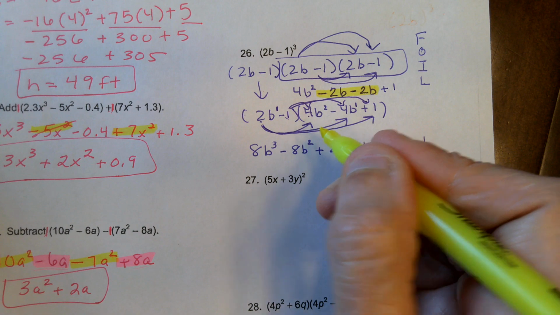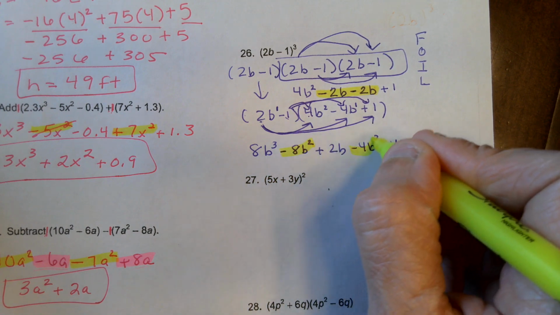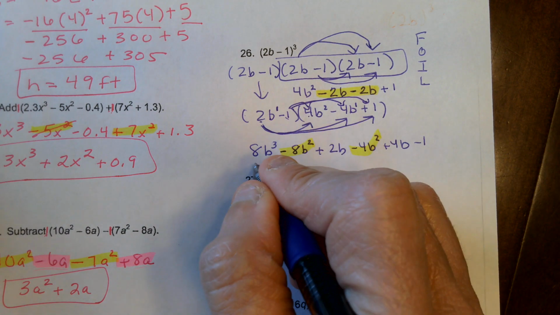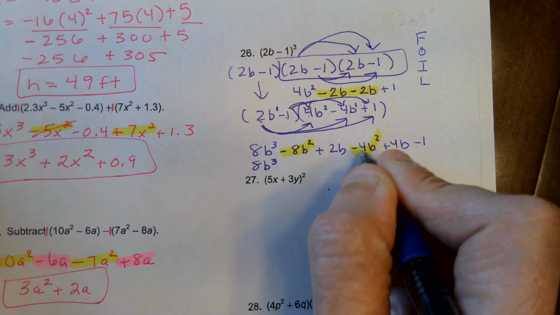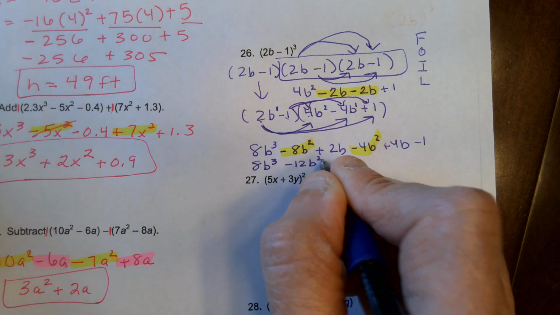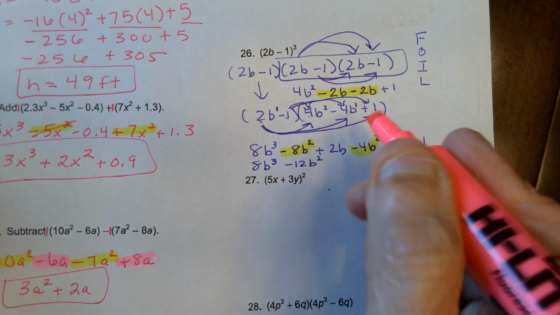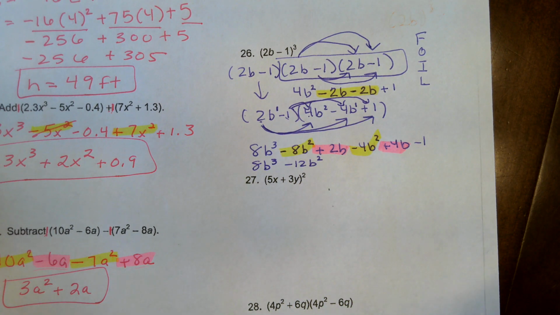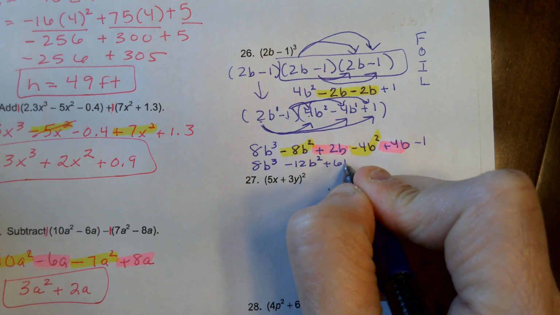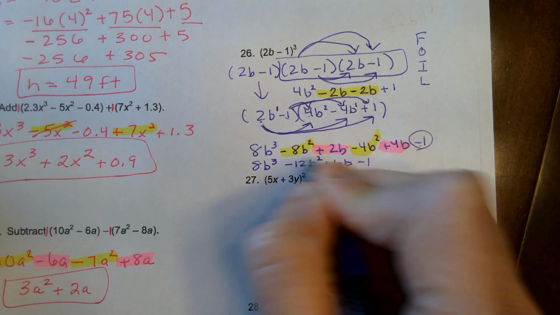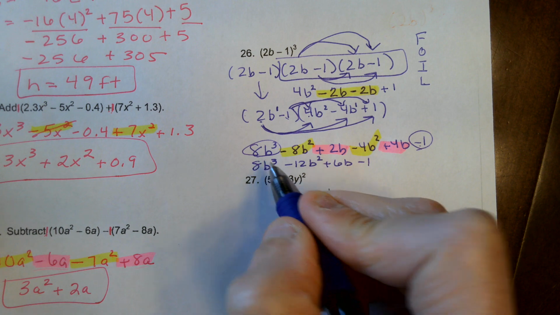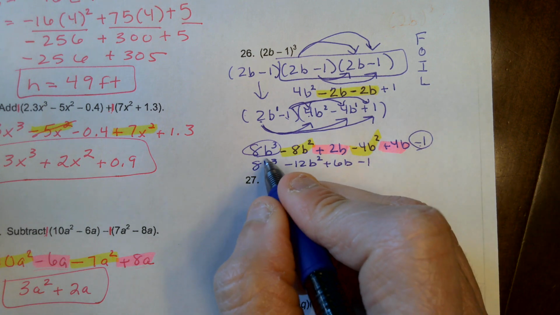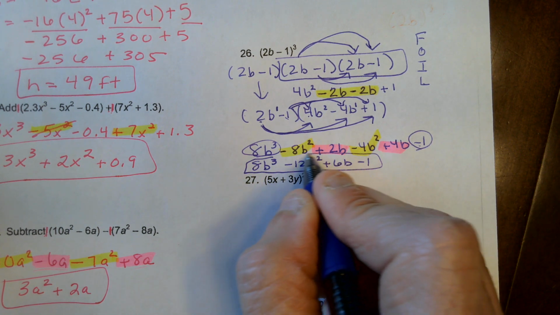Like terms, yes. Negative 8b squared and negative 4b squared, because I don't have any other b to the third, so I've got a negative 12b squared. And I also have 2b and 4b, so that is 6b. And the minus 1. And let's verify I didn't make a mistake. I did not, and that is correct.